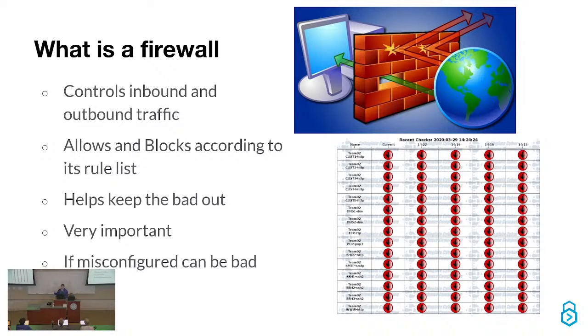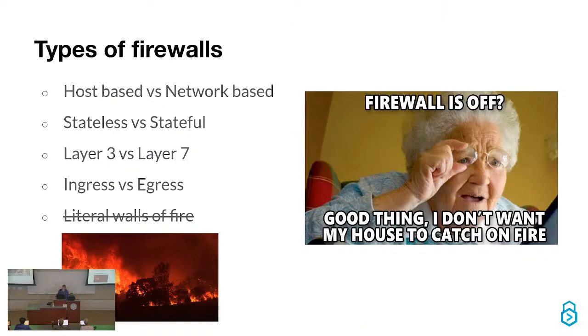Red means down. Red is bad. Don't get red. Red means that you can't connect to the service. So if your firewalls are up a little bit too strong, you can't connect. That's not good. So there are different types of firewalls. A few different firewall words: host-based, network-based, stateful, stateless, layer 3, layer 7, ingress, egress. I'll go over these in just a moment.